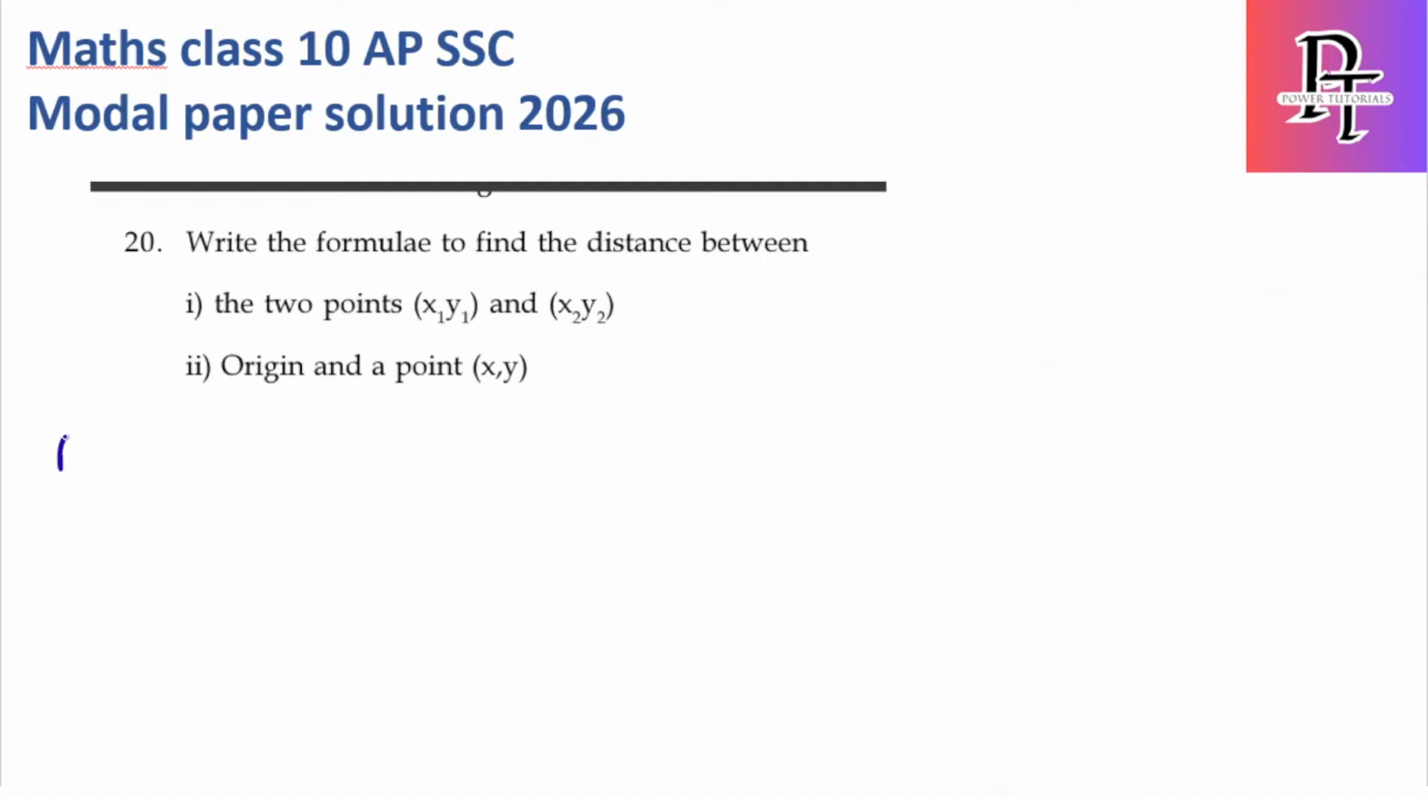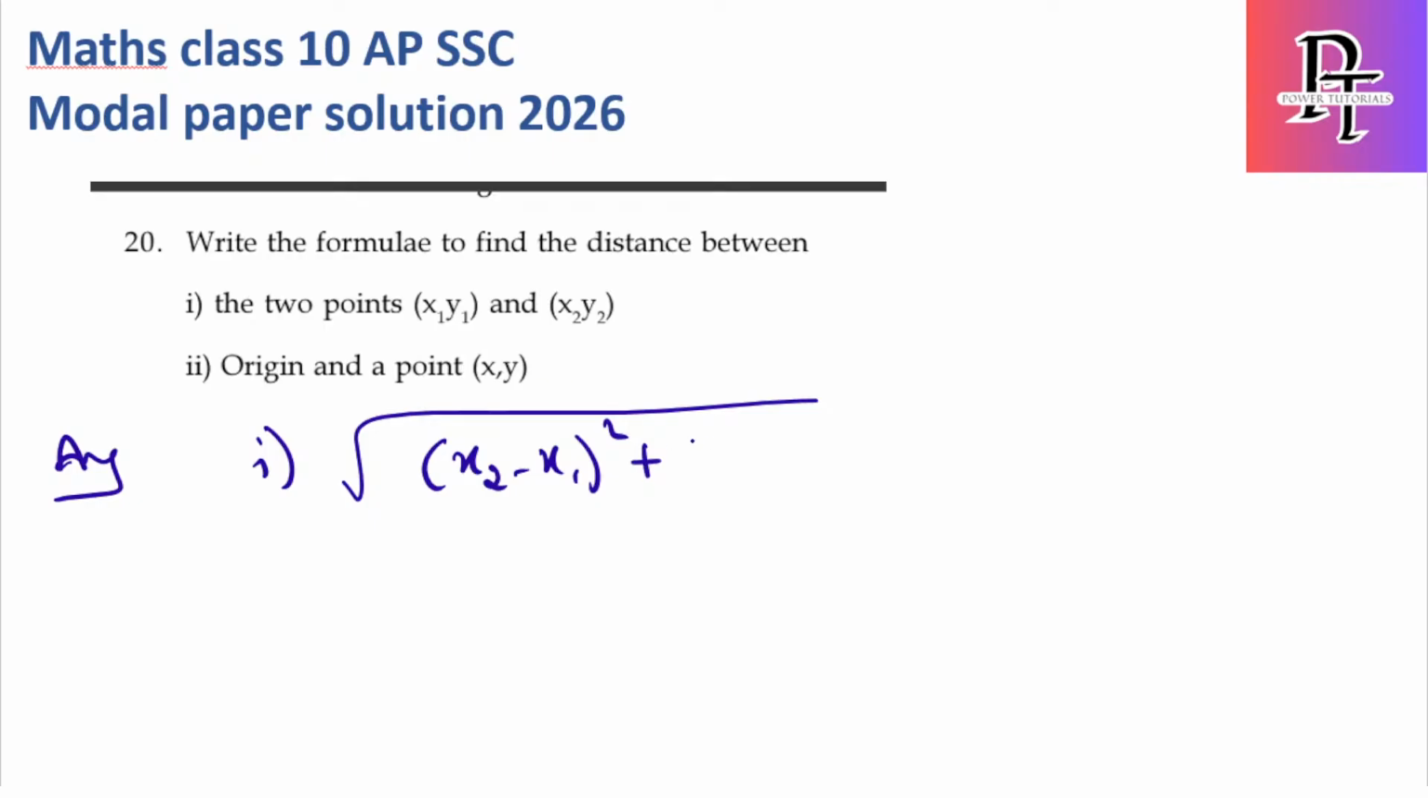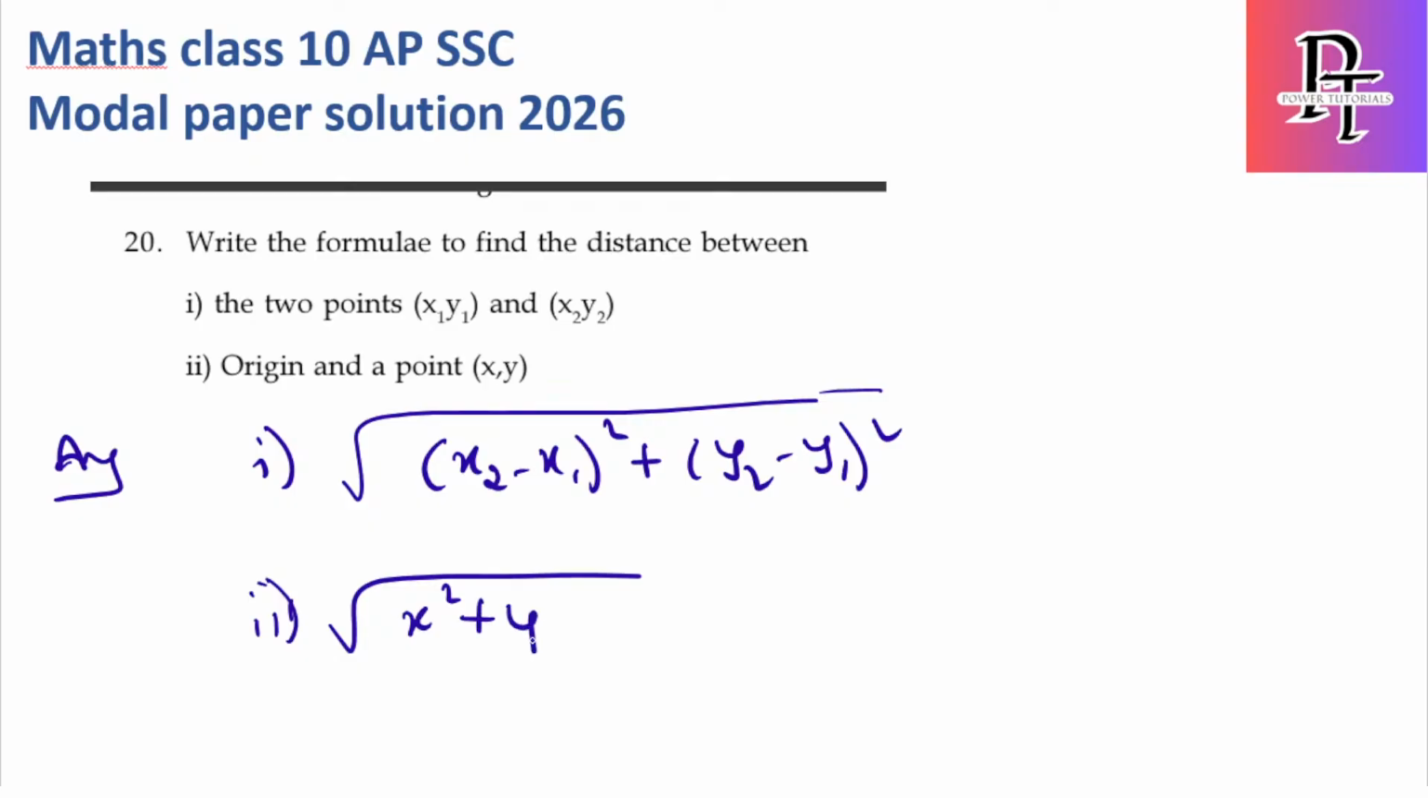Let's see the 20th question. Write the formula to find the distance between 2 points. So they're simply asking the formulas. First one, distance between 2 points. The formula is root of x2 minus x1 whole square plus y2 minus y1 whole square. What about the second formula? Origin and point. So this is a direct answer, which is root of x square plus y square. So each carries 1 mark.